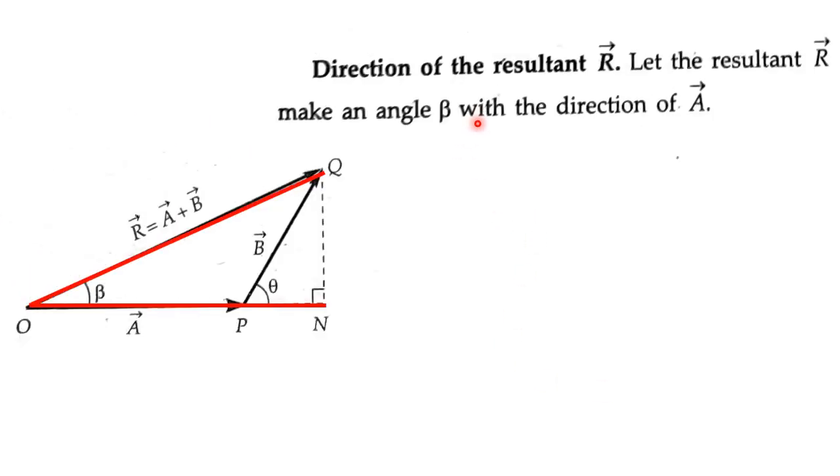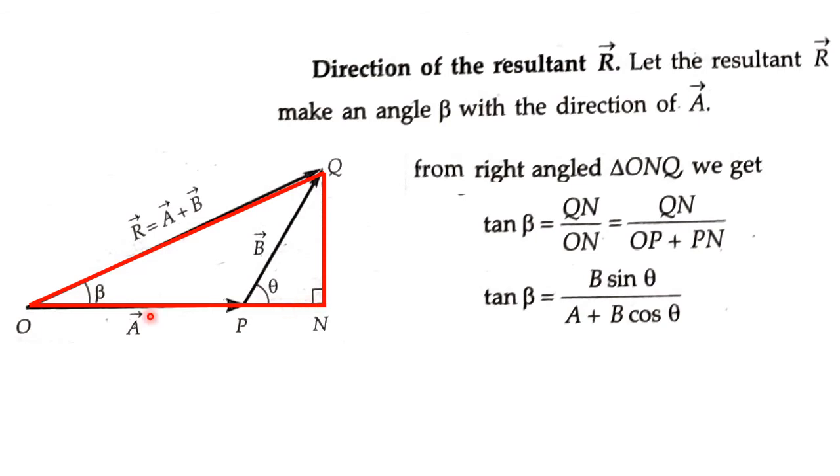Now let R be the resultant vector. This R makes angle beta with the direction of the A vector. Now consider your triangle ONQ. Again, your triangle ONQ is a right angle triangle, so we can use trigonometric property. So tan beta equals the ratio of the opposite side QN divided by your adjacent side ON.